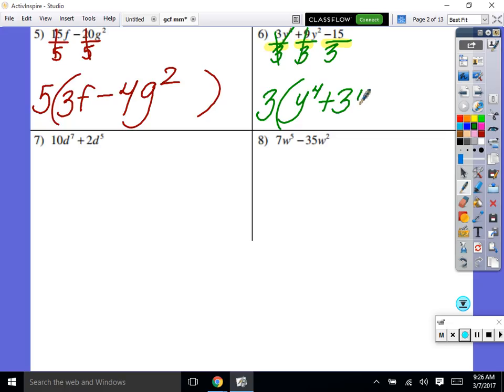Then we have our y squared still. And then negative 15 divided by 3 is negative 5. And we're golden. Nothing more we could have done here. How about you guys do 7 and 8? Ready, set, go.